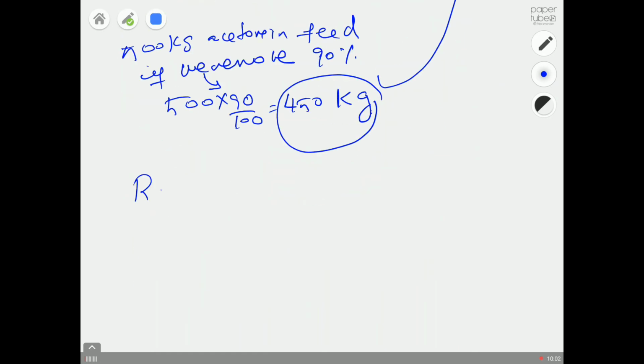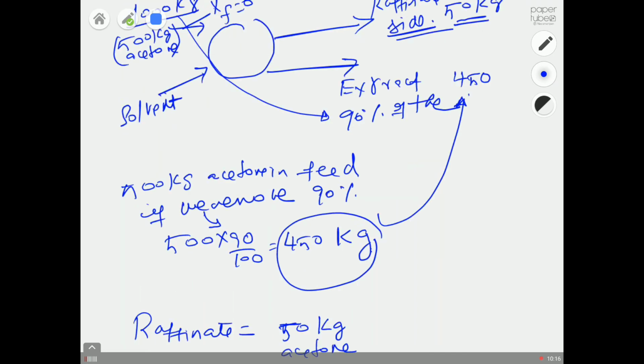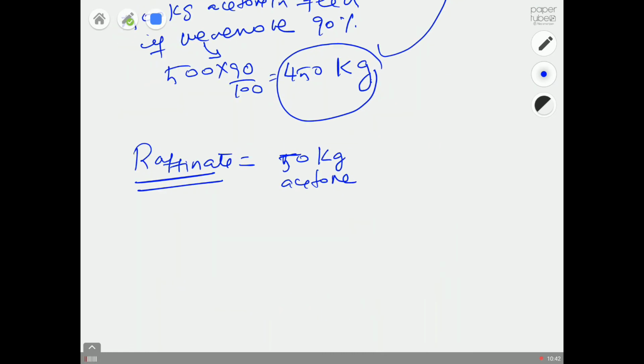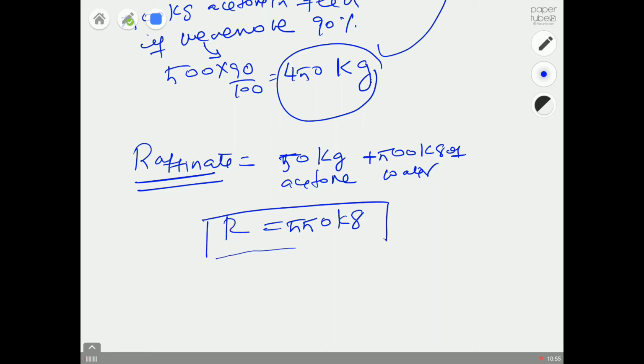So let's do the mass balance for the raffinate. The raffinate should contain definitely 50 kg of your acetone, and then the feed solution's remaining 500 kg is water. At equilibrium, 90 percent goes to your extract side and the remaining 10% comes to the raffinate side. So this raffinate side will also contain 500 kg of your carrier liquid, which is nothing but water. The total mass of raffinate will be 50 kg plus 500 kg of water, so in total R is 550 kilograms. Now, we can calculate the fraction of acetone in the raffinate. Let's call it x1.